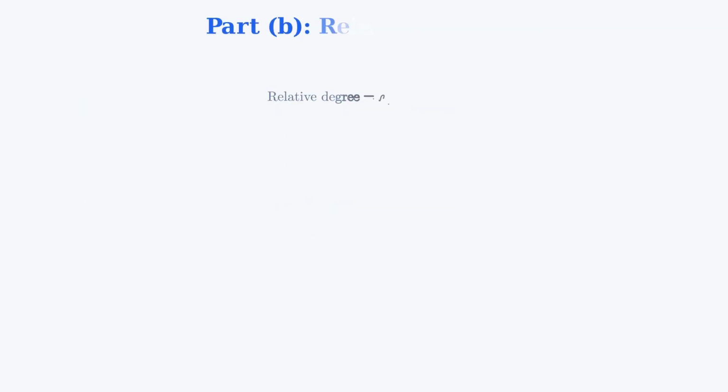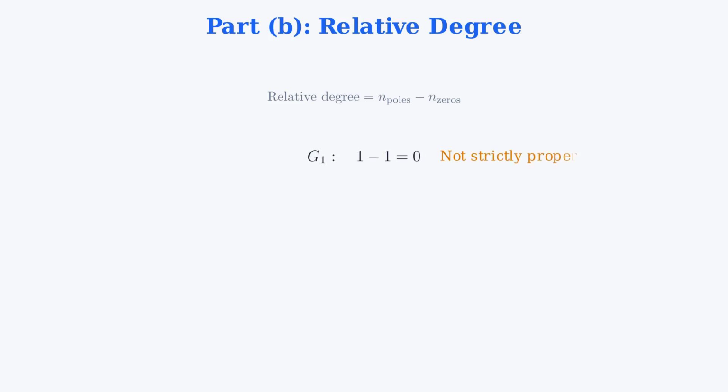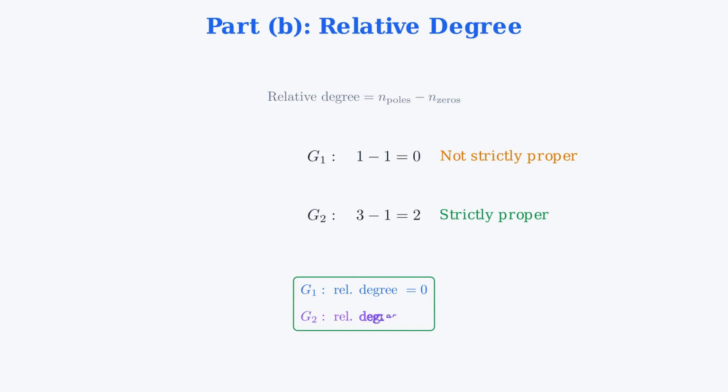Part B. Find the relative degree. The relative degree is the number of poles minus the number of zeros. For G1, one pole minus one zero equals 0. A relative degree of 0 means this system is not strictly proper. For G2, 3 poles minus one zero equals 2. G2 is strictly proper with relative degree 2. This matters because a system must be proper for physical realizability.